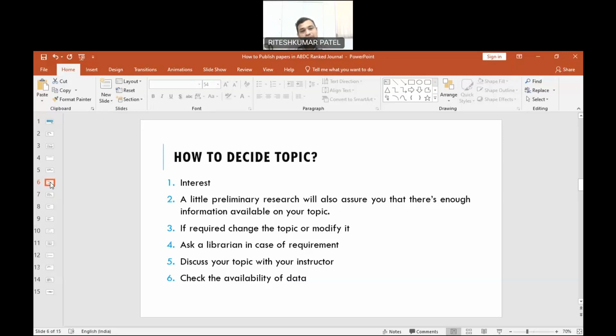Check the availability of data. You need to examine what kind of data you need, and whether it is available to you or not. That you need to decide. Because sometimes it happens that you have selected a topic but the data is not available, so you feel difficulty in managing it.